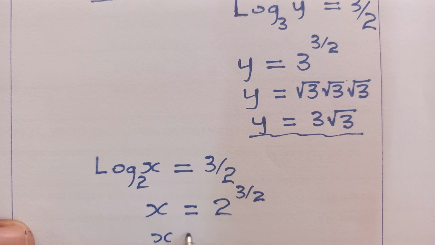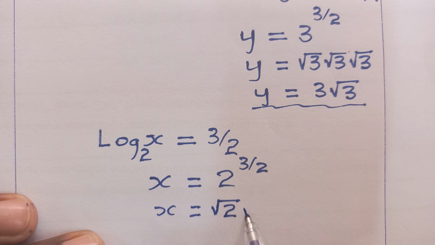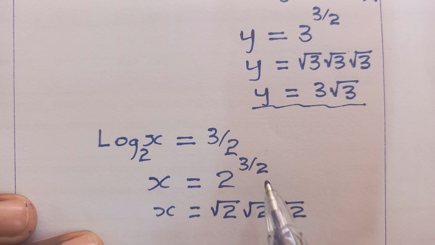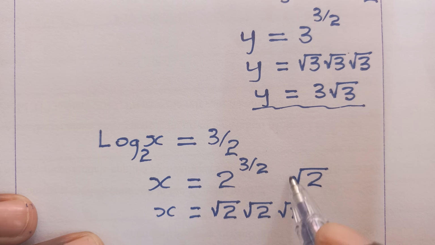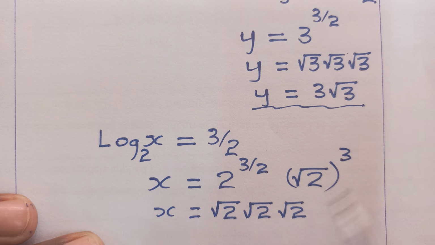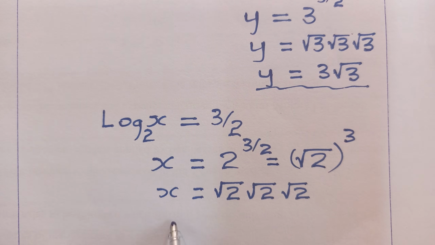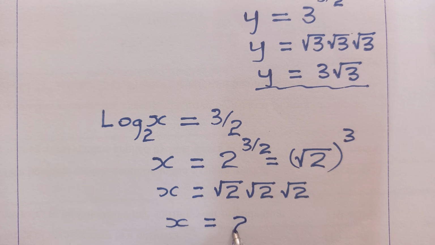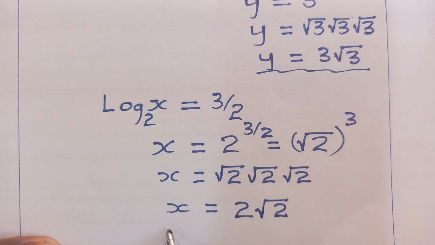And this is equally written as x equals the square root of 2 raised to 3, because of the 3, and the square root is because of the 2. This comes to the square root of 2 multiplied by the square root of 2, which is 2, and then the square root of 2. So our x is equal to 2 square root of 2. And so guys, this is our solution.